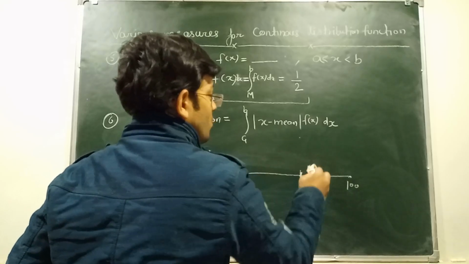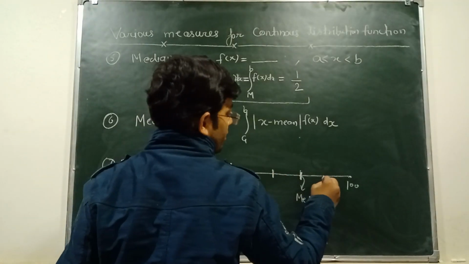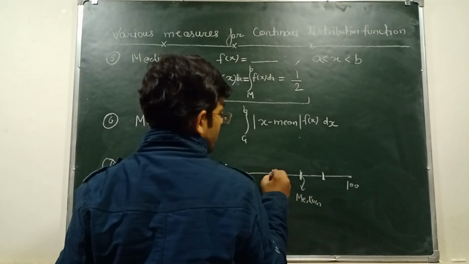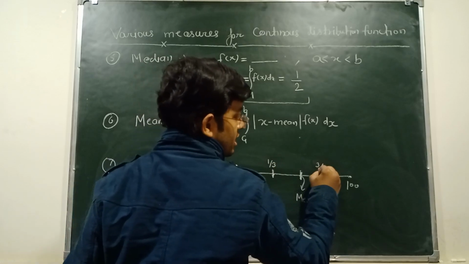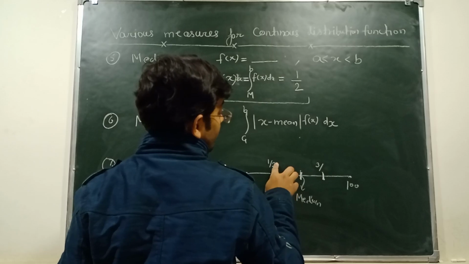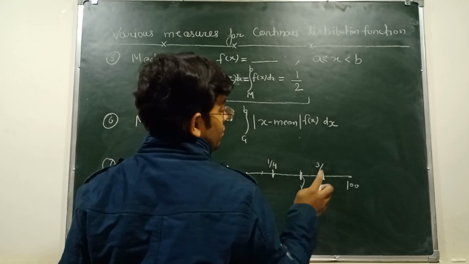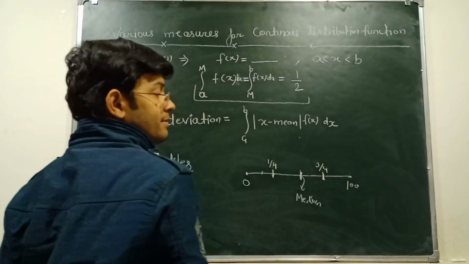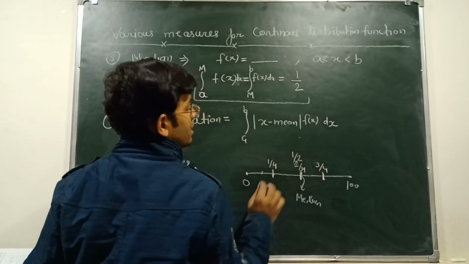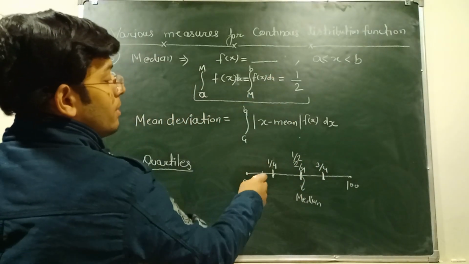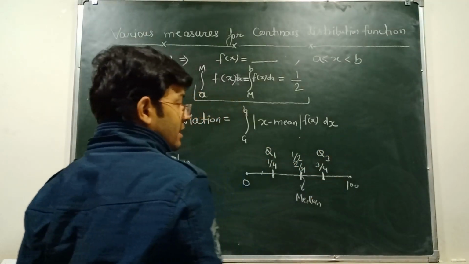I want to know the value of this point and this point. So this is the 1/4 part of our whole observation, because in total there are 4 parts, 1, 2, 3, 4, and this is the 3/4 and this is the 2/4. 2/4 is equal to 1/2. So 1/2 is equal to the median and 1/4 is equal to Q1. This is the first quartile and this is the third quartile.